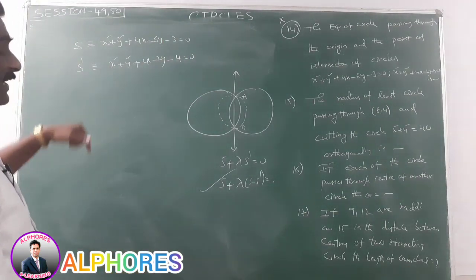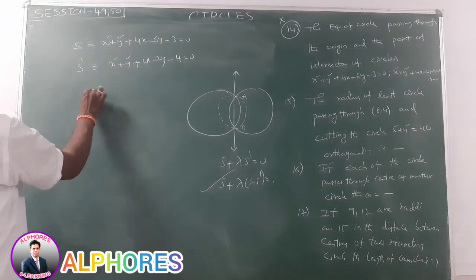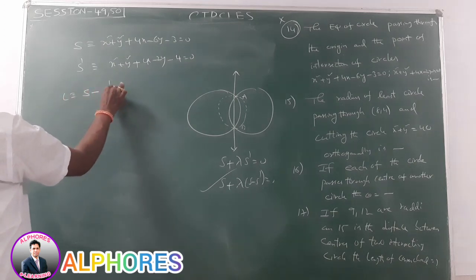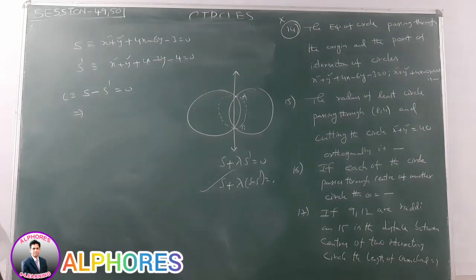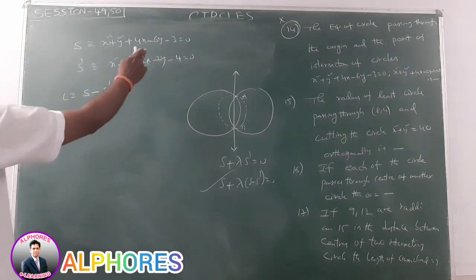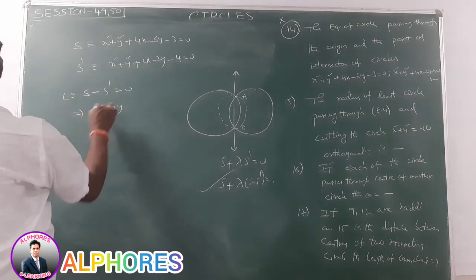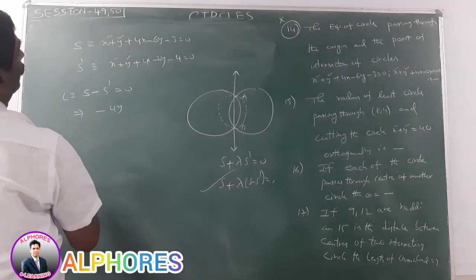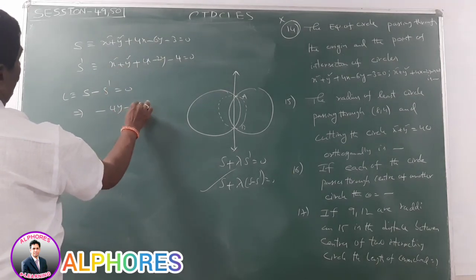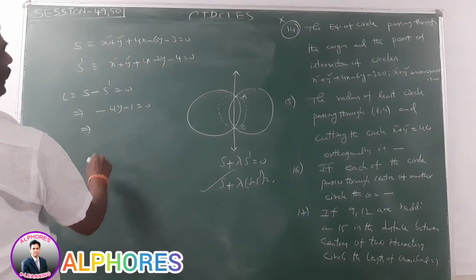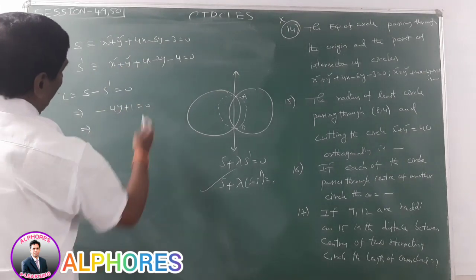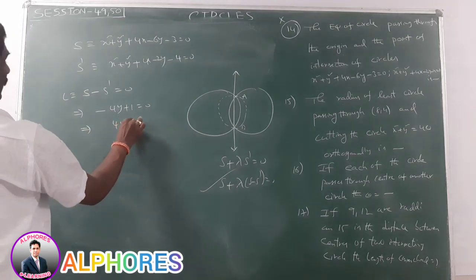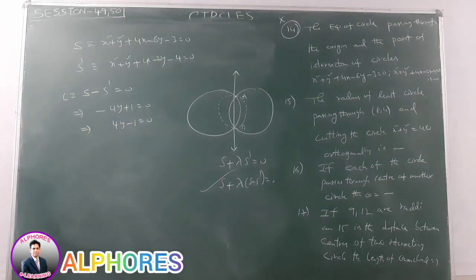Here the radical axis L is S minus S dash is equal to 0. What is that value? By subtracting these equations, 4x cancels, minus 6y plus 2y means minus 4y. Next, minus 3 plus 4 means plus 1. That means 4y minus 1 is equal to 0. It is the L.